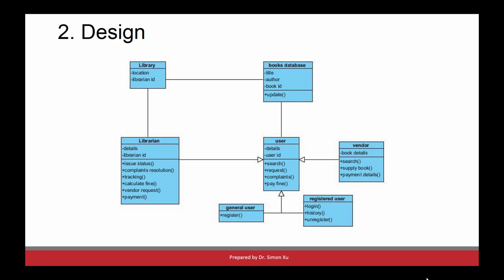For example, for the library system, after the design phase is done, we come out with class diagrams, which include 7 classes for the system. Each class represents one module.